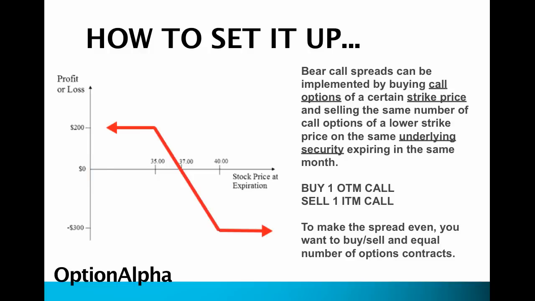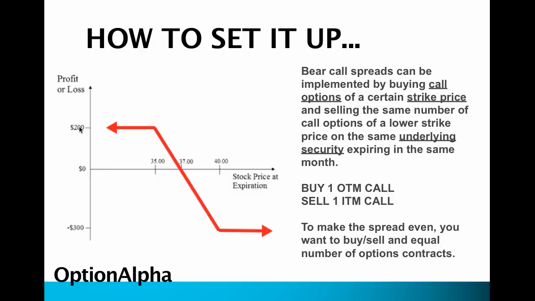So what we're going to do here is we're actually going to buy one out of the money call at a strike price of 40. So we're going to buy a 40 strike call, and then we're going to sell a more expensive in the money call at 35, creating a total credit of $200 when all said and done.